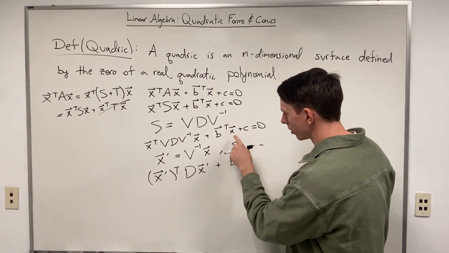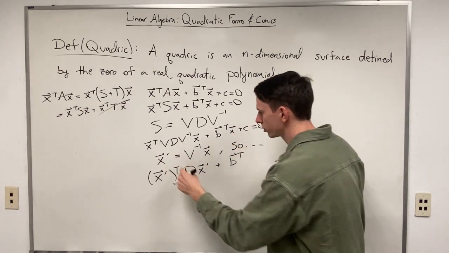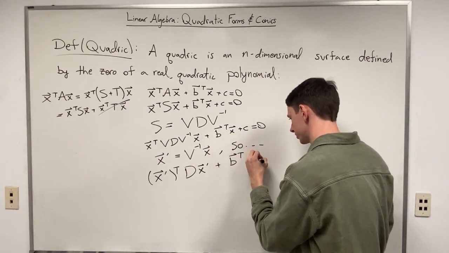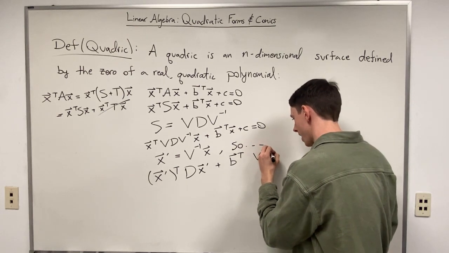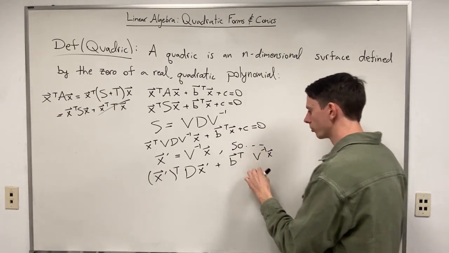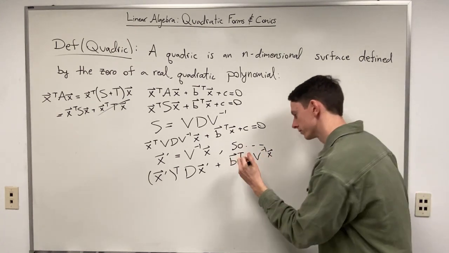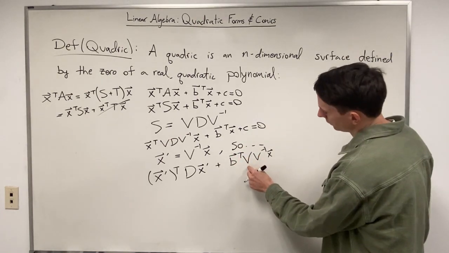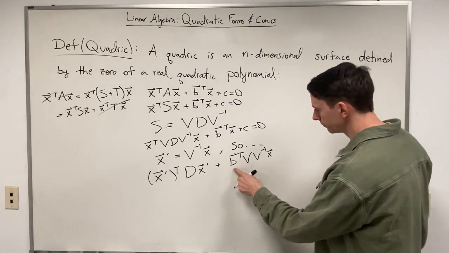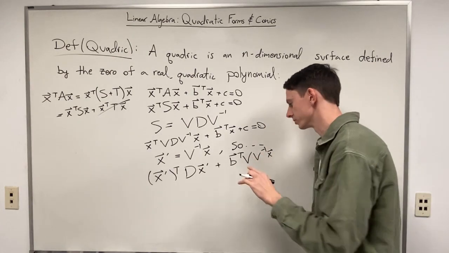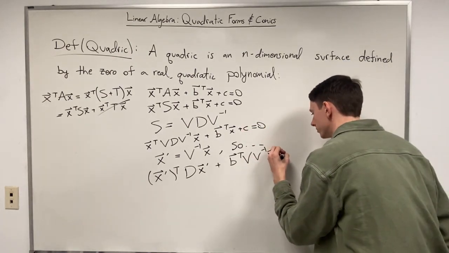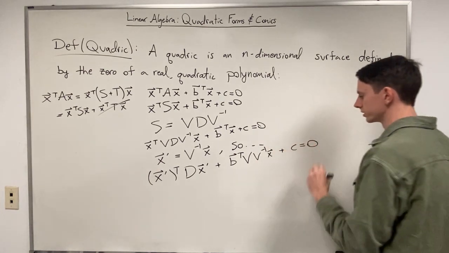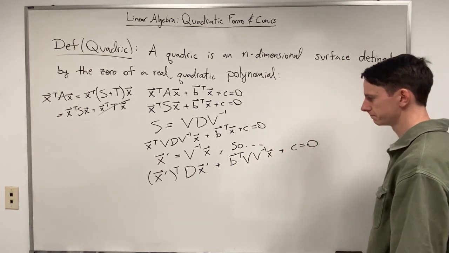So I know that if I want to be able to write x in terms of the prime coordinate, I'm going to need a v inverse x right here. So what is going to cancel out with v inverse? Well, just the matrix v. And you can imagine, v times v inverse gives you the identity, leaving you with your original b transpose x. And then c is already a scalar, so we don't need to do anything with that.